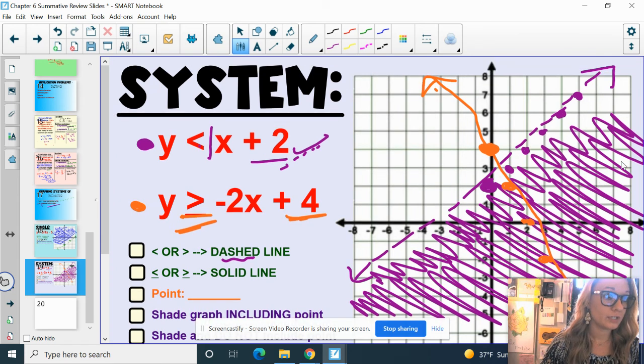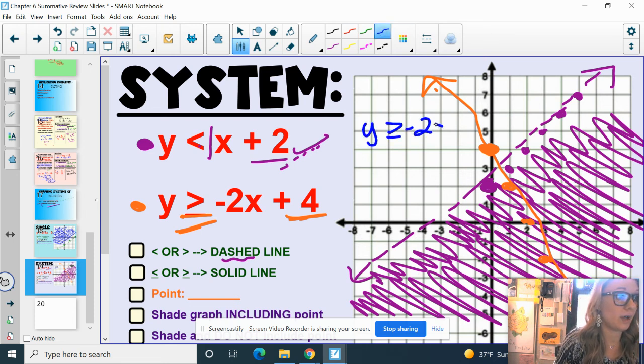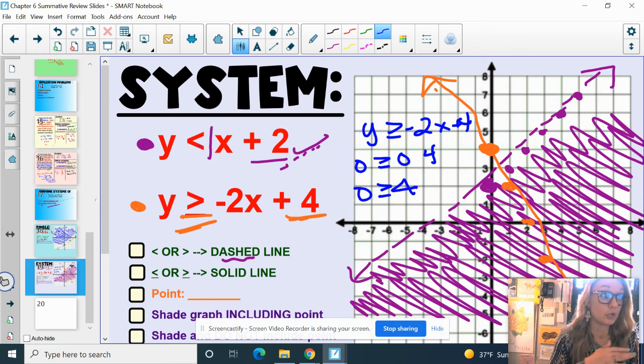And to figure out where we shade, we have to use a point not on that line. Guess what? (0, 0) is available for us. So here is the whole inequality. Let's plug in a 0 for both variables. I know that -2 times 0 is just going to be 0. So ask yourself, is 0 greater than or equal to 4? No, literally the answer is no. That means that you do not shade the part that has (0, 0).